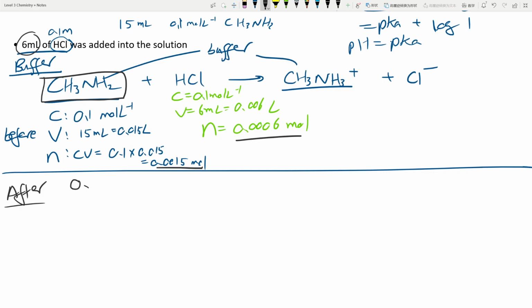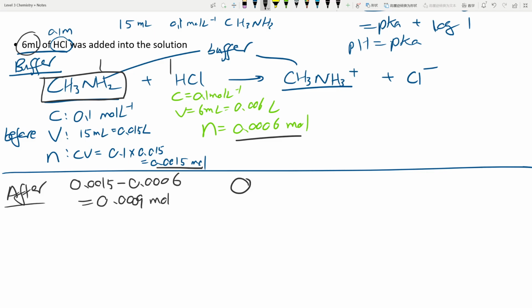So that means the 0.0015 is going to send out an equal amount to neutralize this 0.006. I'm going to have 0.009 moles left. All right, because it's a 1-to-1 mole ratio, and this is going to be 0.